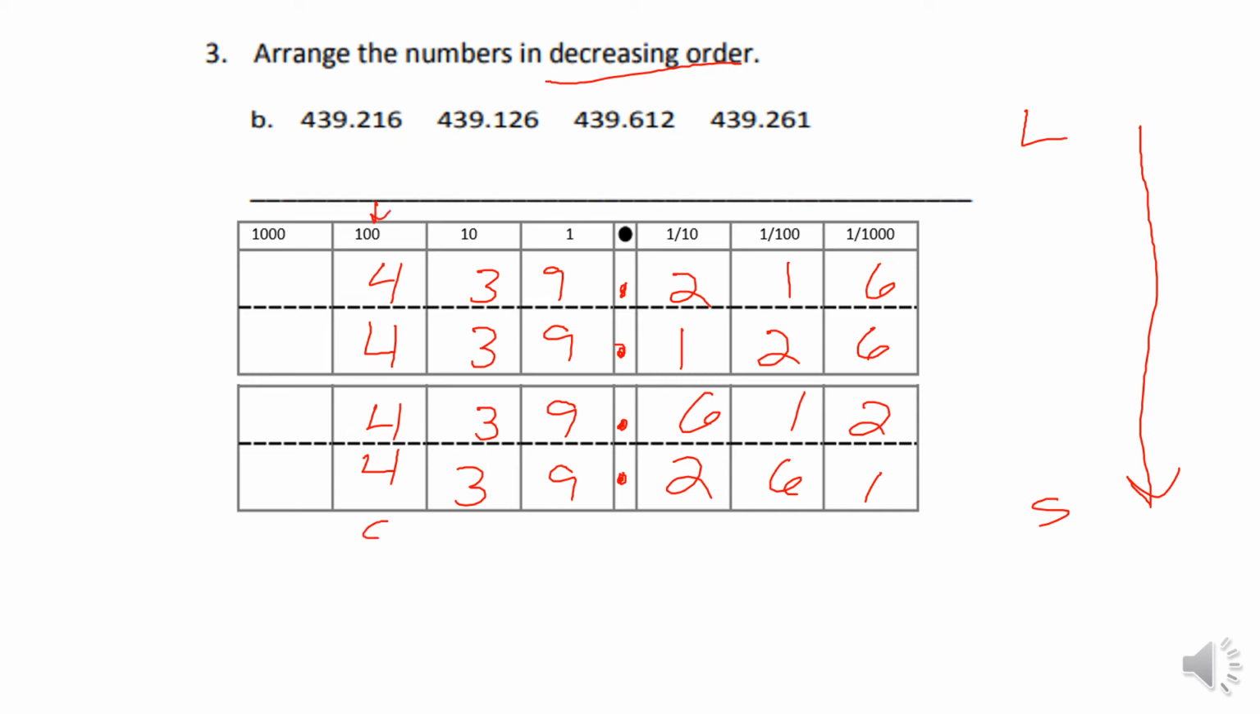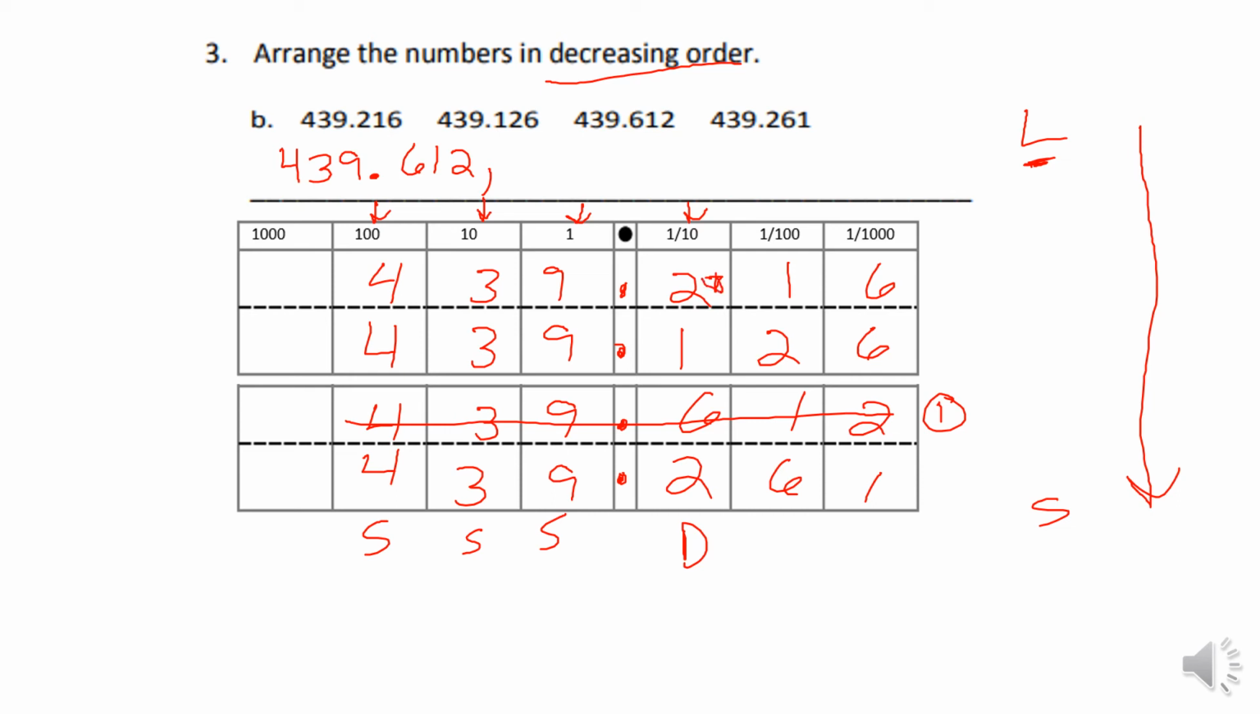Now we're looking for the largest, so we're going to start at the hundreds place value, and we can see all the digits are the same. In the tens, all the digits are the same. In the ones, all the digits are the same. In the 1/10, it's the first time we have different. And we're looking for the largest one. So we can see the largest digit right here is the 6. So we're going to go ahead and put that as our largest number, 439 and 612 thousandths. And I'm going to line that one out so I don't watch it anymore.